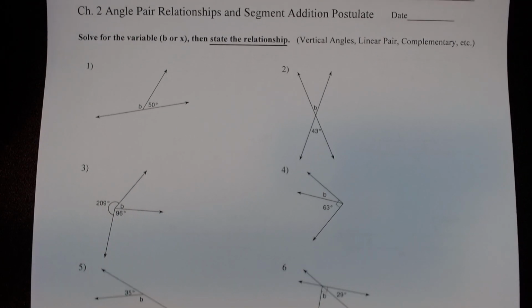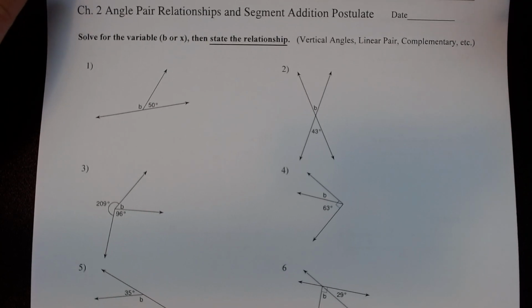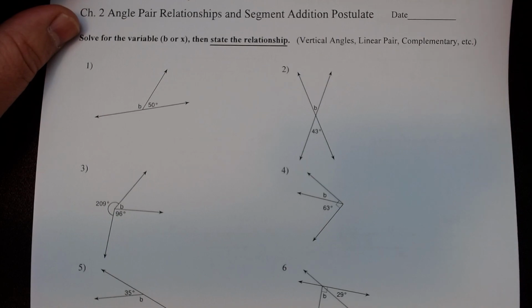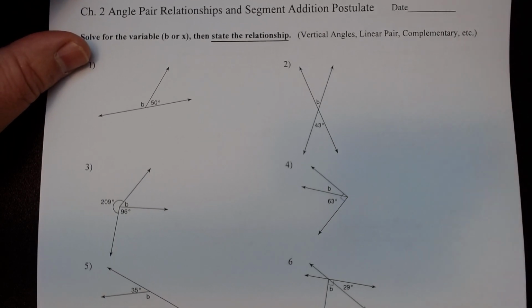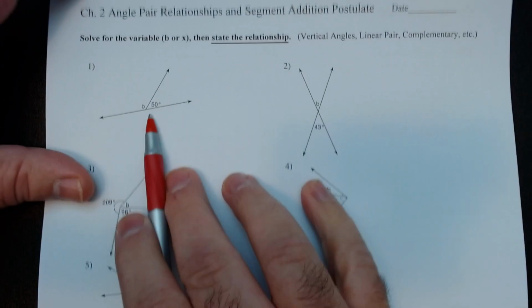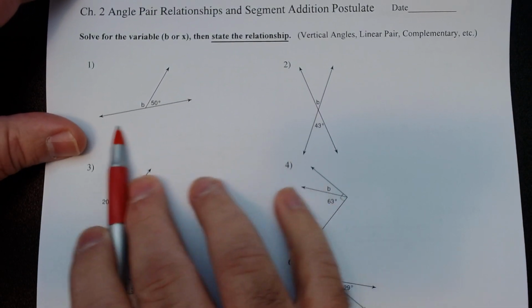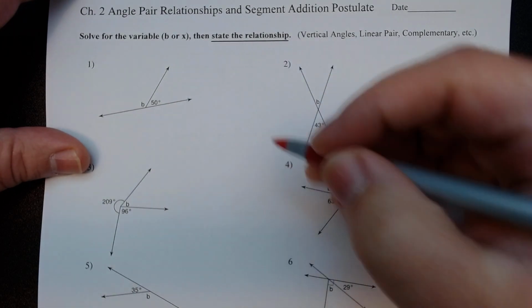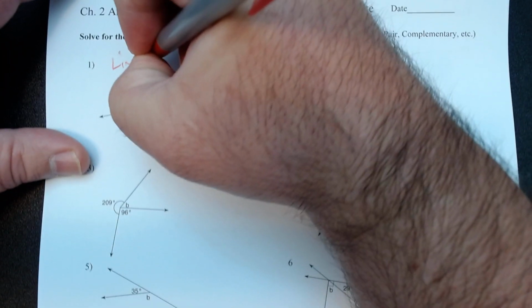Since we switched over to Google Classroom instead of Zoom, I'm not exactly sure how to show the DocuCam for you guys. So I'm gonna do a few of the problems here on this video, and hopefully you can see it clearly. So the first problem, this is a linear pair because they make a straight line when you add them together. So when it comes to stating the relationship, you're gonna say this is a linear pair.